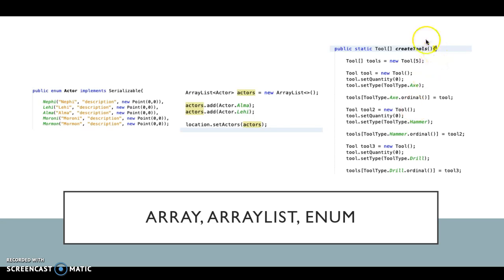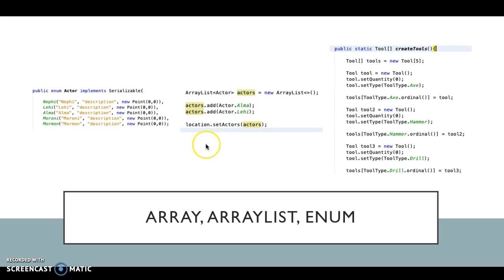So basically, I create an array using the new and the brackets and telling the number of items pertaining to that array. Then I create some tool objects: tool, tool 2, tool 3, until I have 5 elements, and I add them in the tools array.